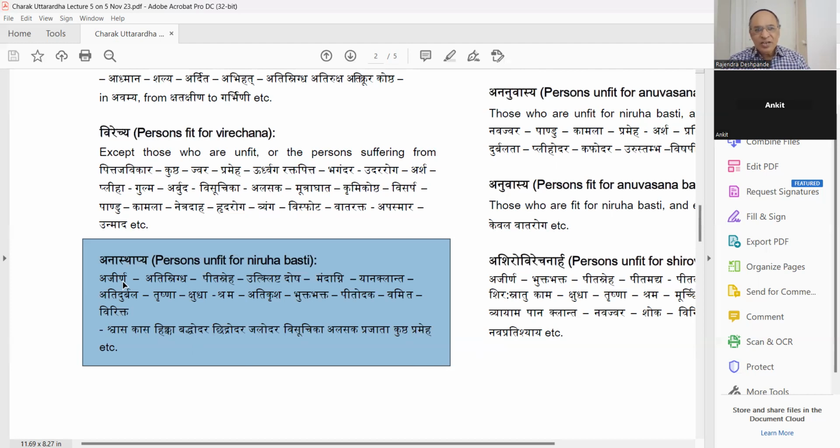Those having a lot of indigestion, ajirna, atisnigdha, a lot of oil or lubricant, stagnation. Utkrishta dosha, when a lot of doshas want to come from the upward side, don't give Basti. Mandagni, a problem with the Agni. Then Ati Durbala, Trishna, thirst, Kshudha, a lot of hunger, thirsty, hungry. Shrama, a very tired person. Atikrusha, emaciation. Pitodaka, having a yellow coloration in front of the eyes like jaundice. Then Vamita, Virikta, those who have already taken Vamana or Virechana; don't give Asthapana immediately after Vamana or Virechana. Then Shwasa, breathlessness. Kasa, cough. Hiccup.